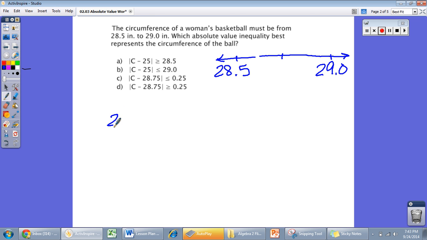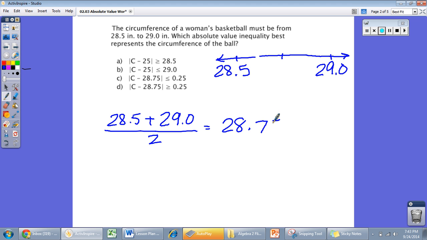So let's find the average. 28.5 plus 29.0, we're going to divide that by 2. And that gives us an average basketball size for a woman of 28.75. Okay, so if you recall the absolute value formula, if you will, it talked about the absolute value of the circumference of a particular given ball minus the average of 28.75.